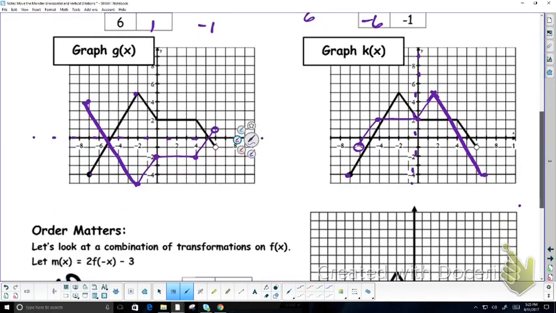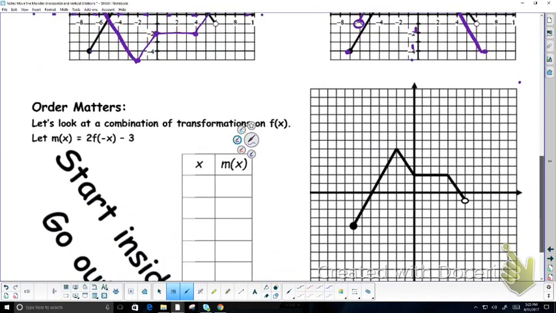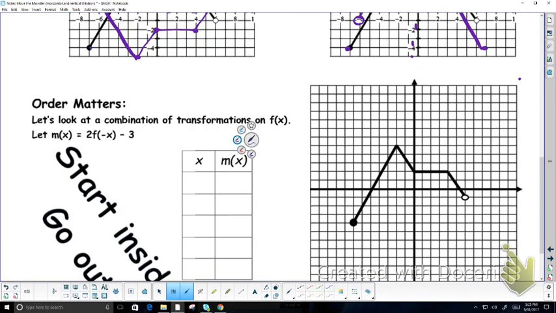So let's look down here. Now, this is where you have to be careful when multiple things are happening. It's really important that you do this in the right order. The easiest way to do it is start on the inside and work your way out. So let's just figure out what's going to happen. I got an insider of -1, which means my graph is going to reflect across the y.